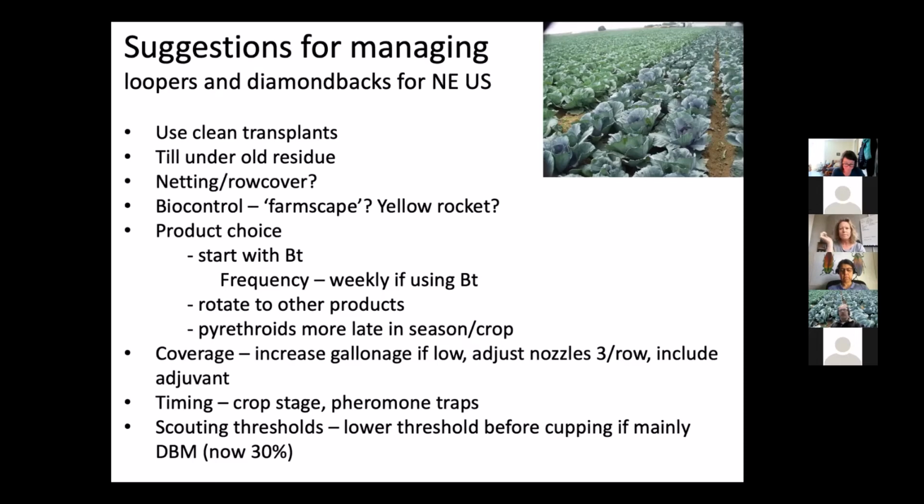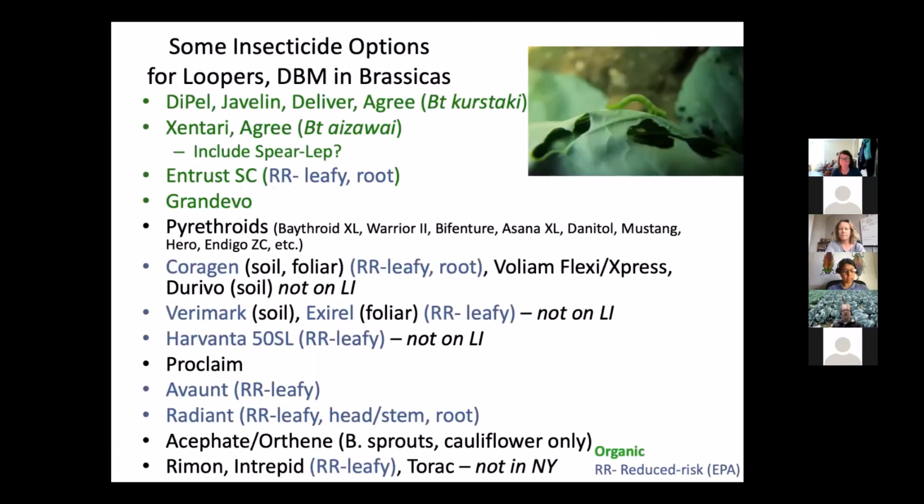Timing, according to crop stage, pheromone traps, or scouting reports, and using thresholds. Maybe you might even reduce the threshold for diamondback moth if you're dealing with a consistent problem with that. But don't necessarily assume that resistance to insecticides is always operating here. Most of the time it's not, but diamondback is certainly the one that is most prone to this and the one to be watchful for.